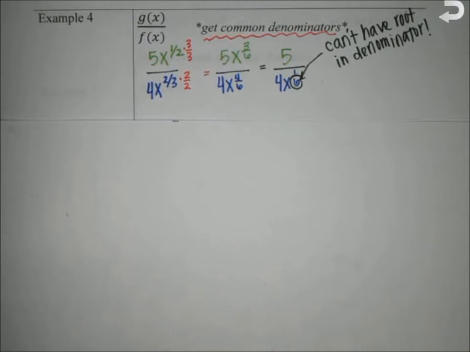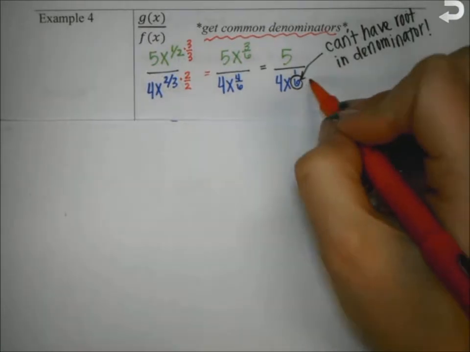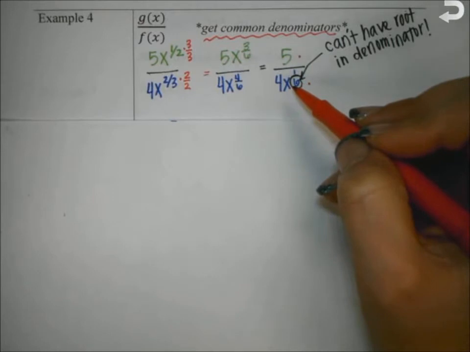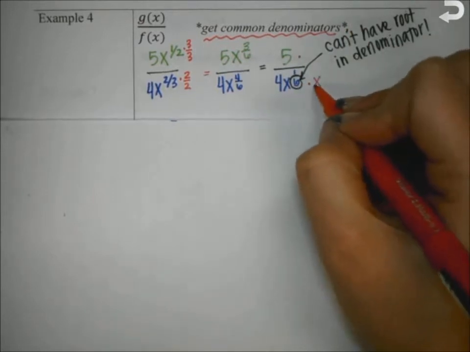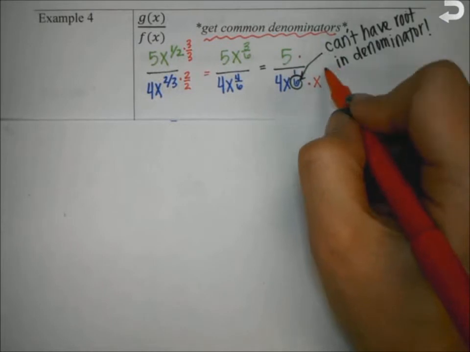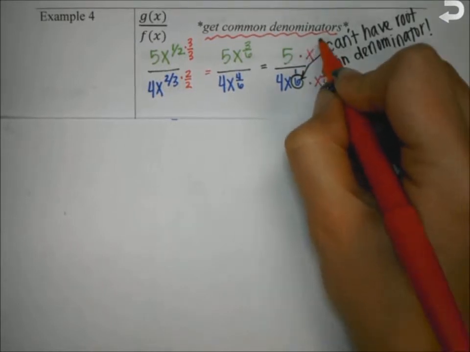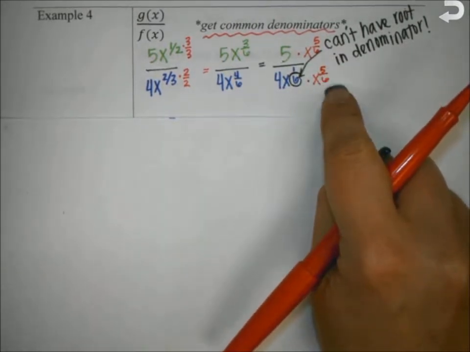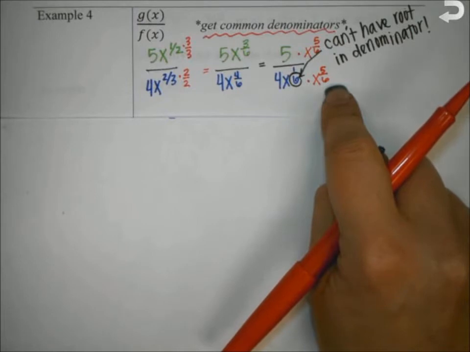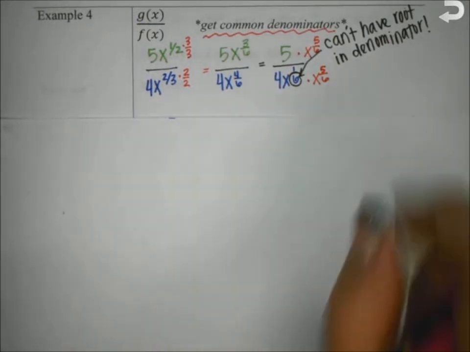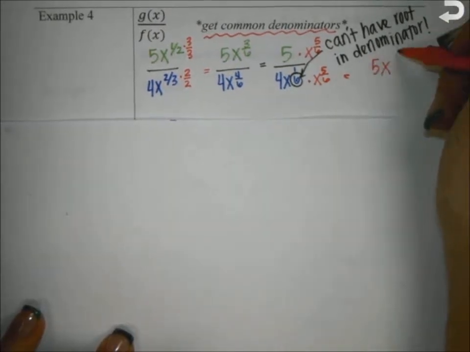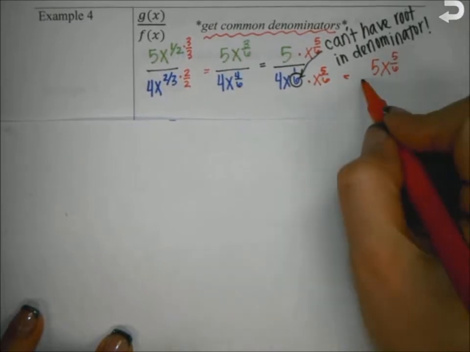I'm going to multiply by x to the 5/6. And let's think about why. x to the 1/6 times x to the 5/6. What does that give me? x to the 6/6. And what's 6/6? Just 1. So what would I have instead? I would have 5x to the 5/6 in the numerator. And in the denominator, I would have 4x. And that would be our answer. Because why? Does that make sense?